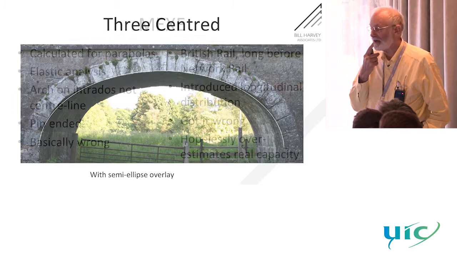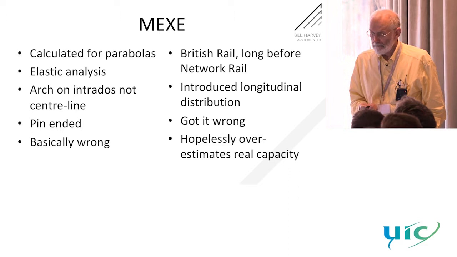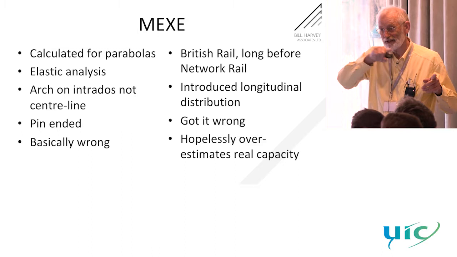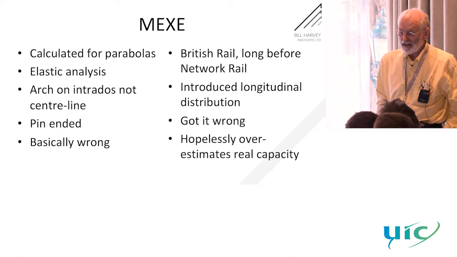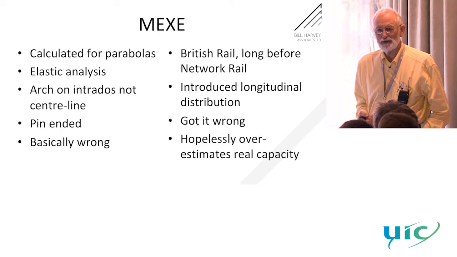The calculation for MEXI was done on the basis of a parabolic shape, because otherwise the integration was beyond them. They used elastic analysis. The arch is actually, when you think about it, on the intrados. So they took the span and the rise, and they assumed the arch followed the intrados. And it was pin-ended because, again, the sums got too hard if you tried to do it fixed-ended. Is it really pin-ended? Pippard argued that they are at the point of collapse, which is true, but at the point of collapse, the pins are in different places.